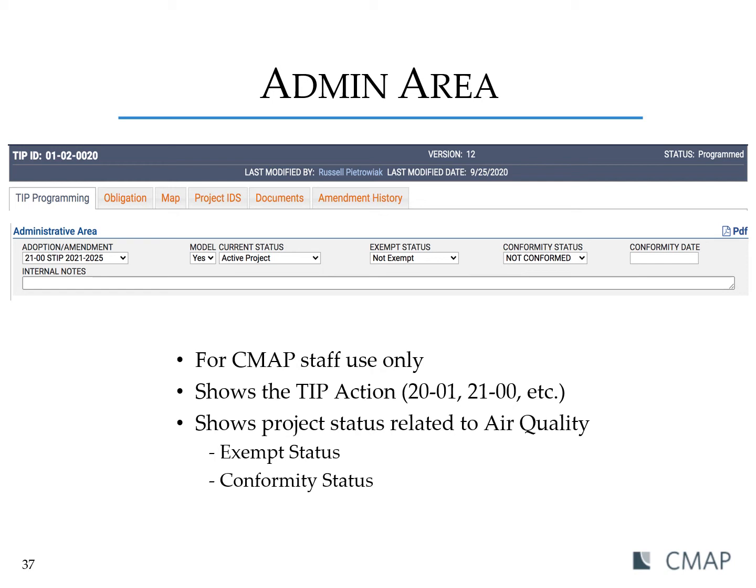So while you may not be filling this form out from scratch, it's good to be familiar with it. This top section is the administrative area. It's for CMAP staff use only. It shows the TIP action as well as project status related to air quality. So that's exempt status and conformity status.